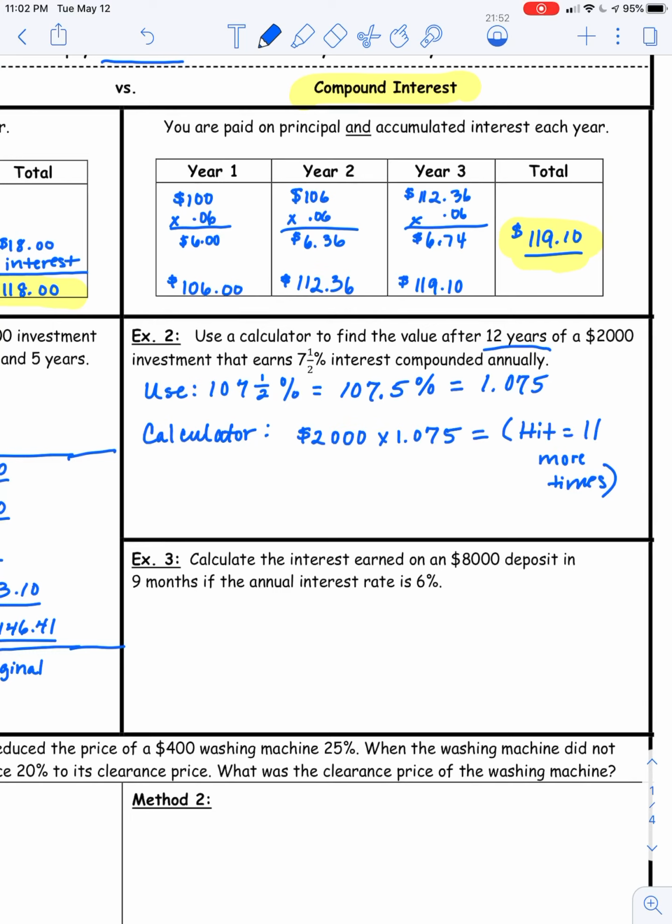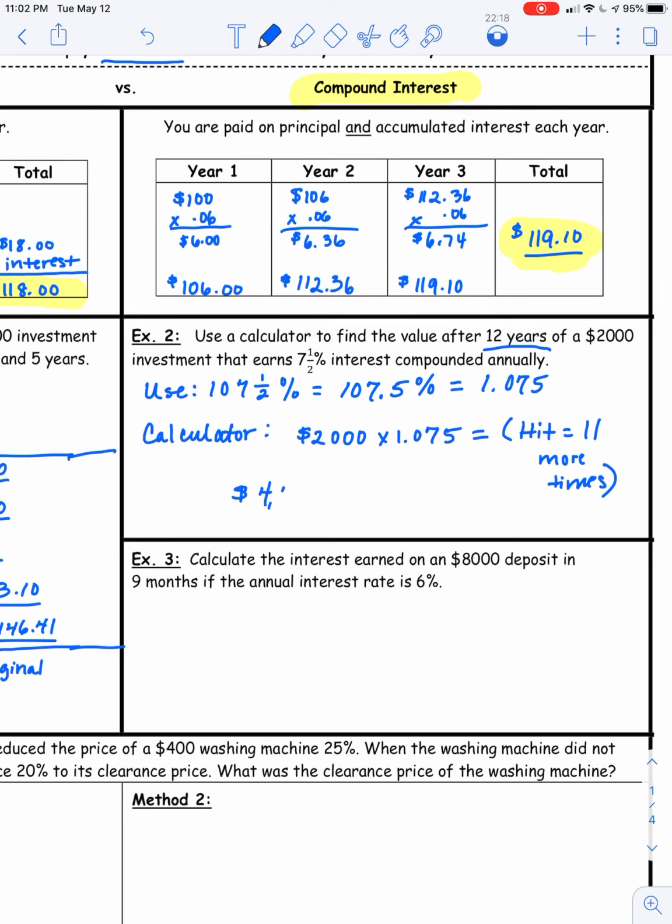I'm going to do it on my end. You're going to do it on your end. So we'll put in 2,000 times 1.075 equals, you got to keep track now, 2, 3, 4, 5, 6, 7, 8, 9, 10, 11, 12. Okay. You should have come up with quite a few numbers there.